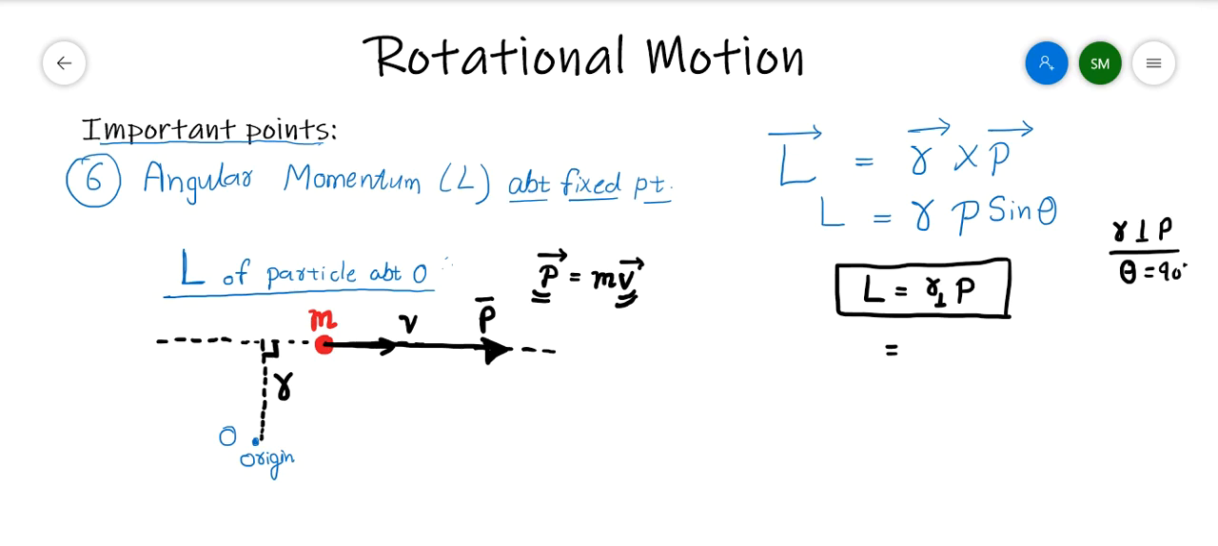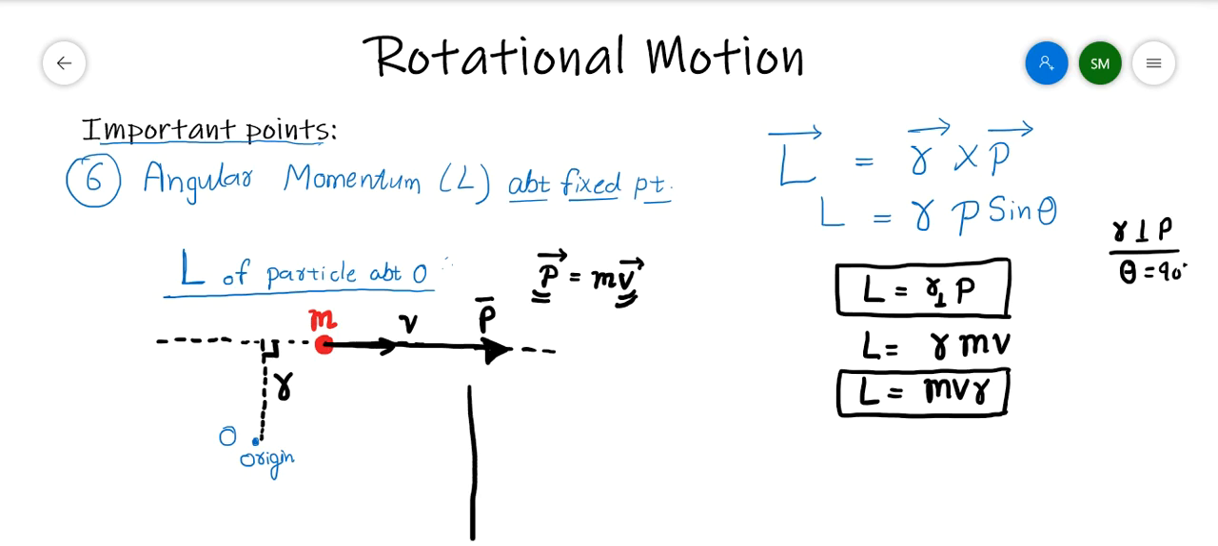Now, as you know that p can be written as mv, hence the angular momentum of a particle is given by m v r. Remember this formula. This is the formula to calculate the angular momentum of a particle. To make it clearer, I am giving one simple example in front of you. Look at this example that I am giving on the board.